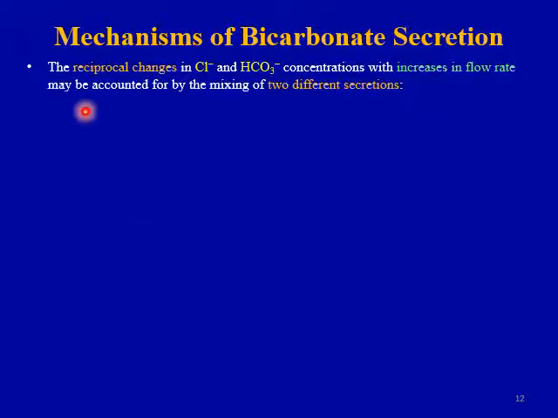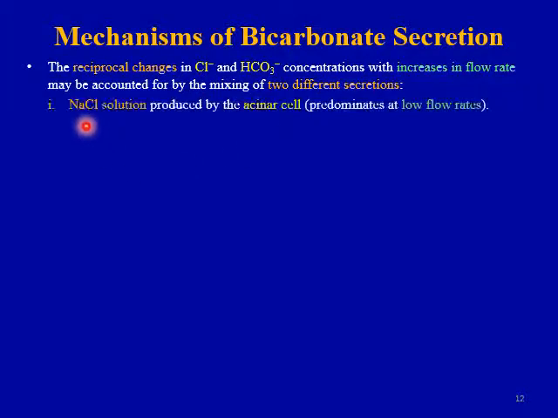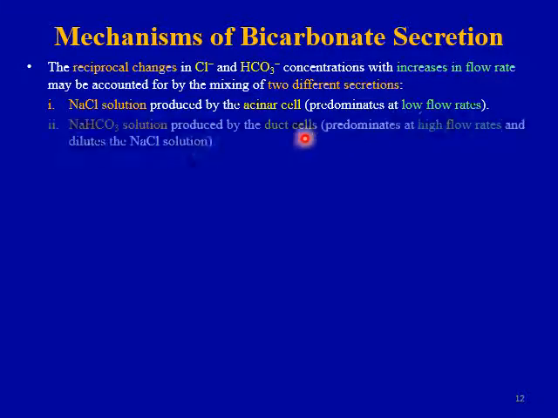So the reciprocal change in chloride and bicarbonate concentrations with increase in flow rate may be accounted for by the mixing of the two different secretions. We have sodium chloride solution produced by the acinar cells, and this predominates at low flow rates. And we have sodium bicarbonate solution produced by the duct cells, as I have previously explained in the previous slide. This predominates at high flow rate and dilutes the sodium chloride solution.